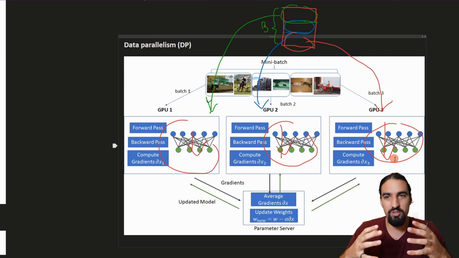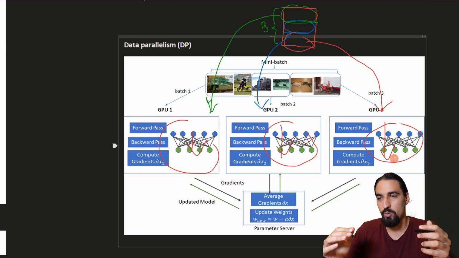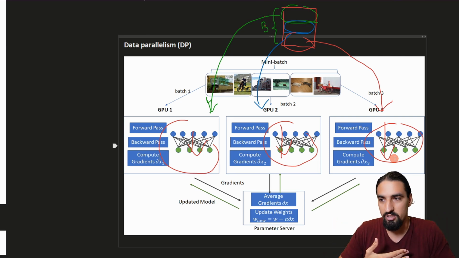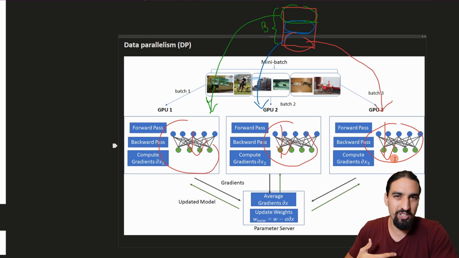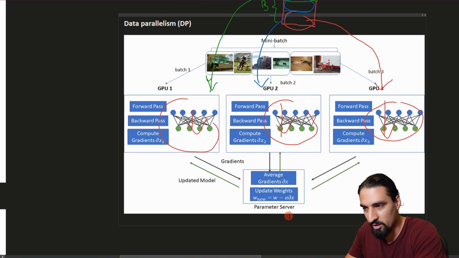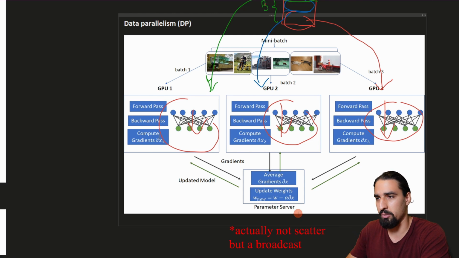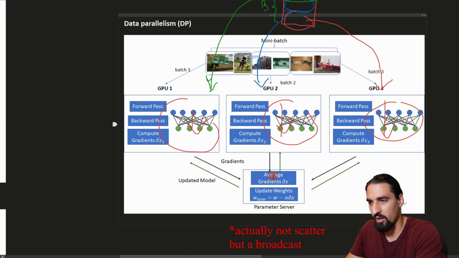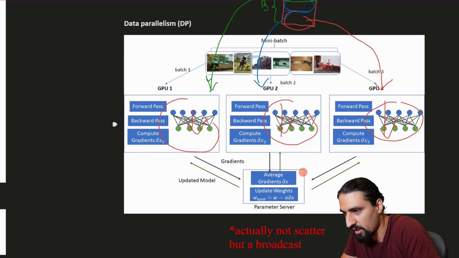And when I say reduce, I literally mean you sum them up and then divide by the number of devices to get the average gradient. So there are multiple ways how you can implement this. In this particular image, there is this thing called parameter server. So you do the basically reduce and scatter operation. So you grab all of the gradients. You're gonna send the gradients here.